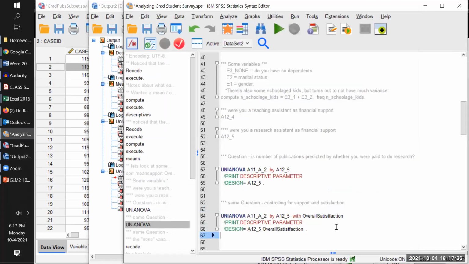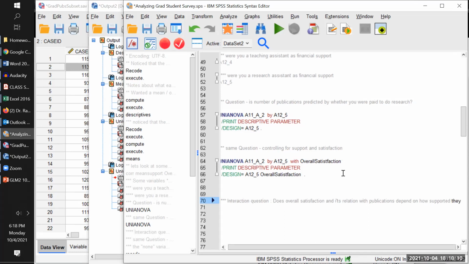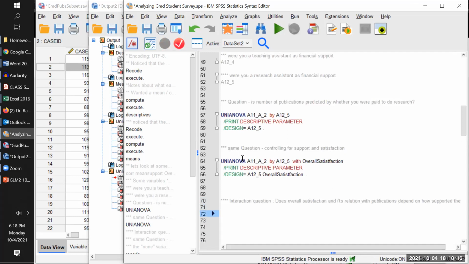So now I want to look at an interaction. How can we do an interaction here? What would an interaction question be? Does overall satisfaction and its relationship to publications depend on support? Yes. On support. That would be one. That I don't have supported in this model right now.